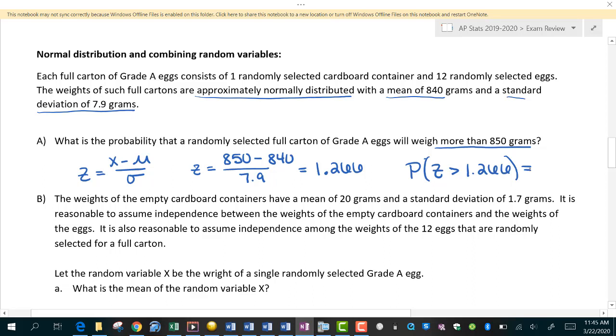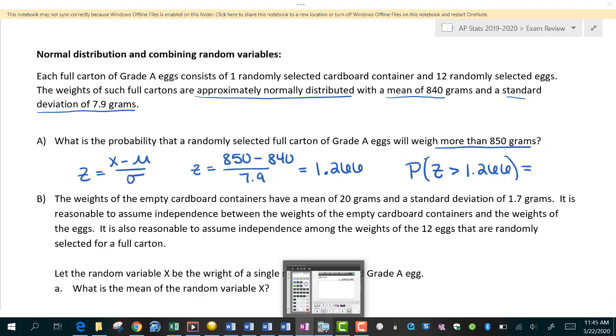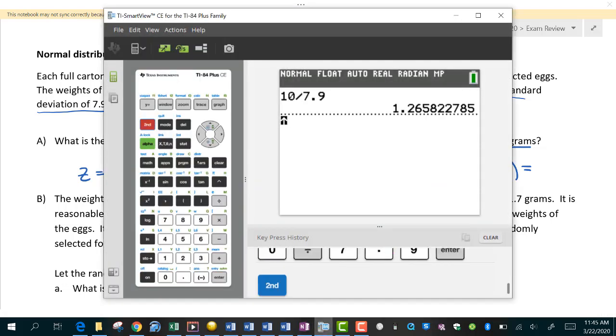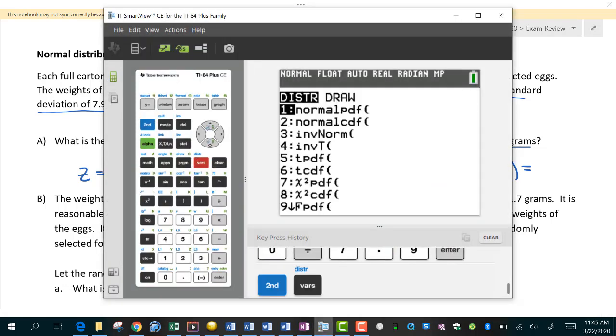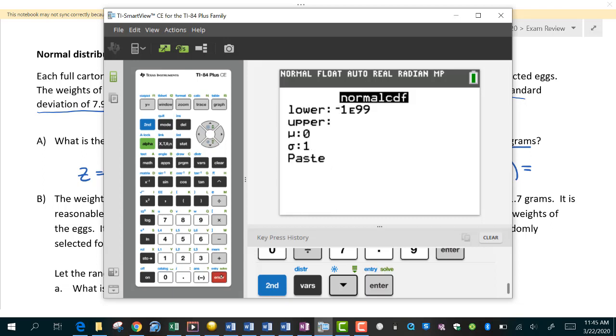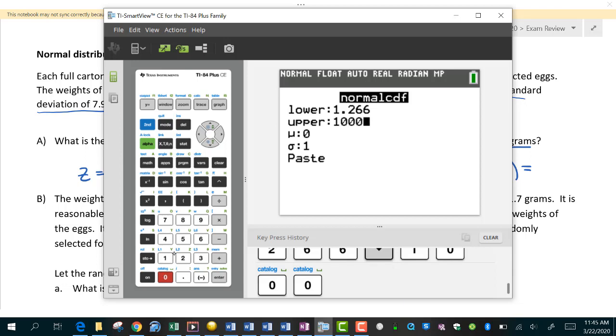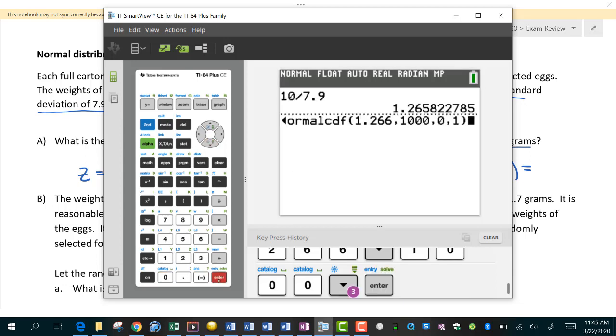Either you could look this up on your pink sheet, or I would recommend using your calculator as well. On your calculator, if we go to second vars, normal CDF, my lower bound, since I want greater than 850 grams, would be that z-score of 1.266. Upper bound, a ridiculously large number. Mean of 0, standard deviation of 1. And I get a probability of 0.103.